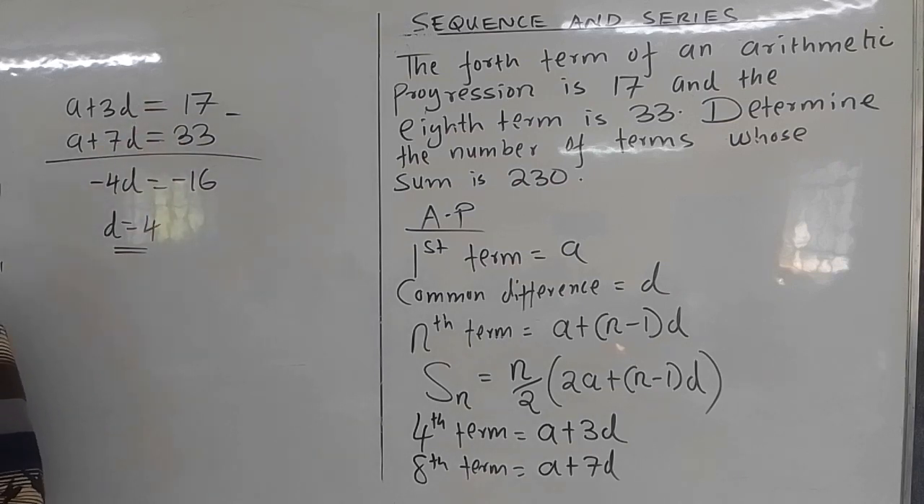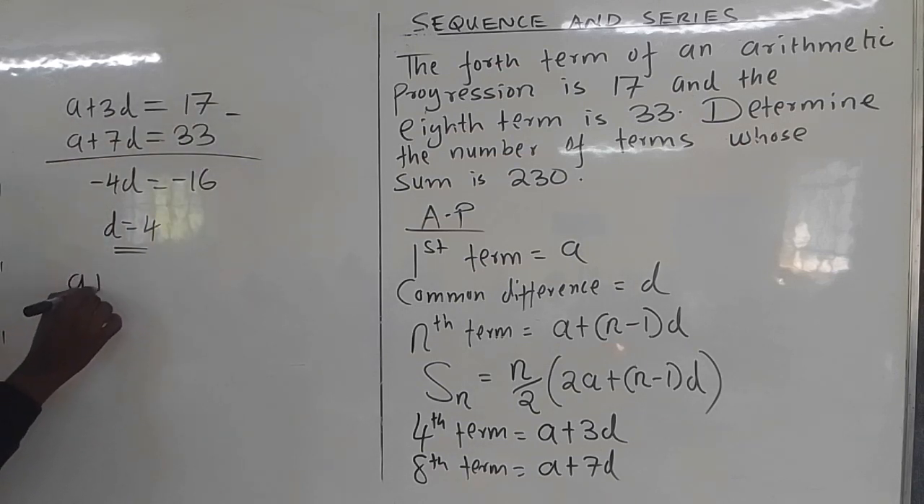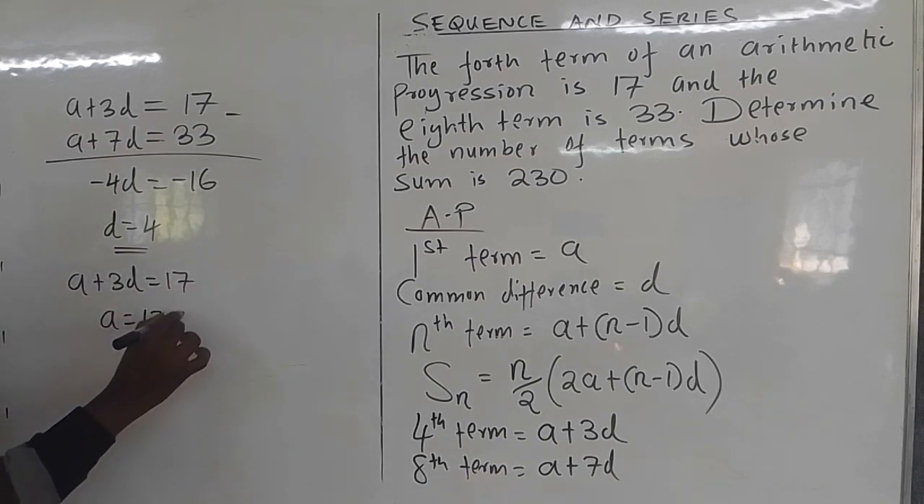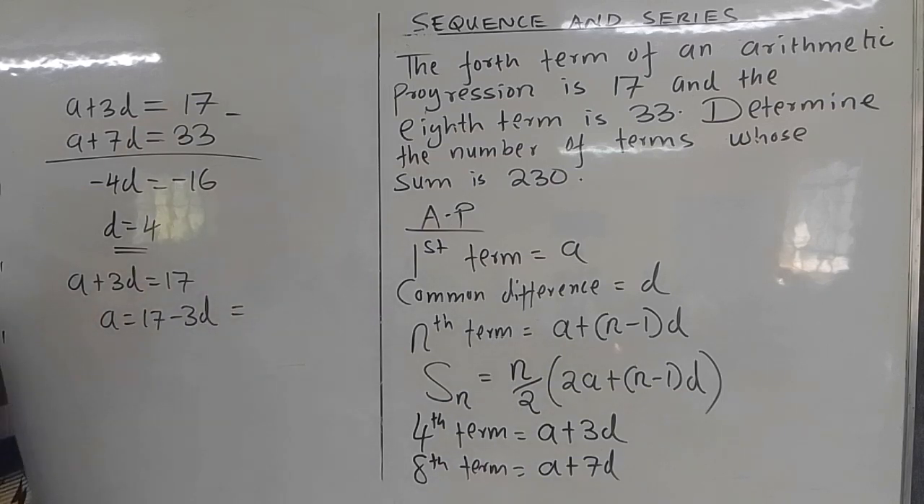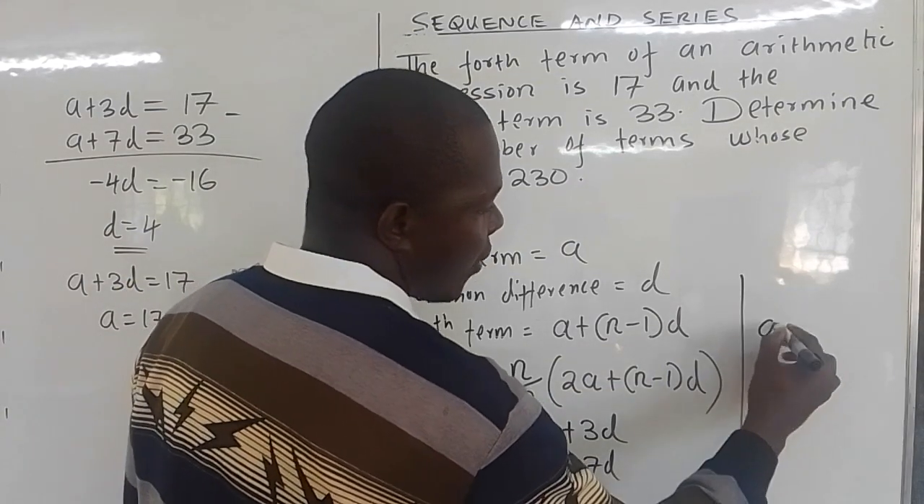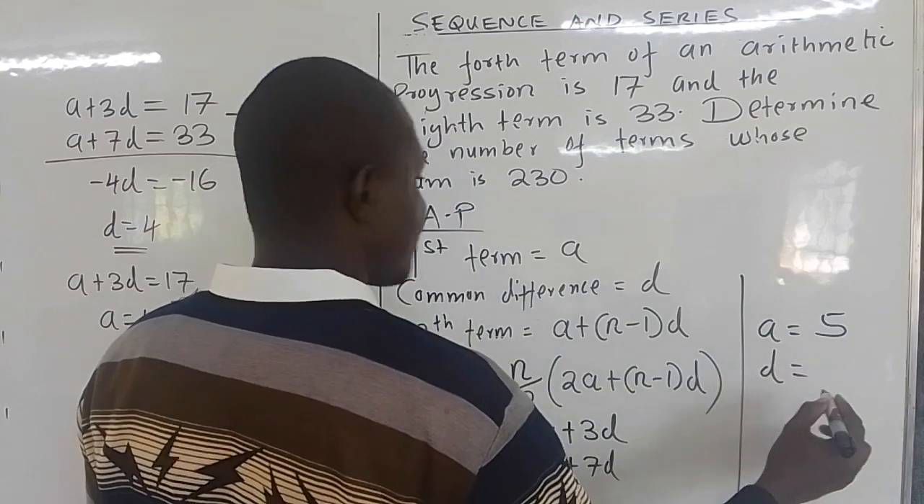After getting D, you use either of the equations to get A. What is A? We can use this first one. A plus 3D is equal to 17, isn't it? So what is A? It is 17 minus 3D, isn't it? D is 4. So 17 minus 12 is 5. So we've found the value of A and the value of D. We found our A to be 5 and our D to be 4.